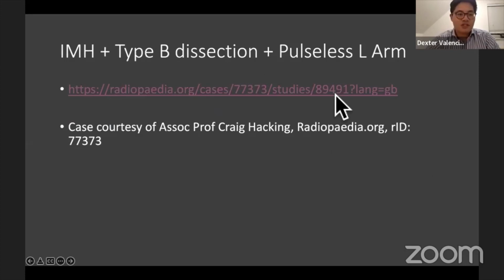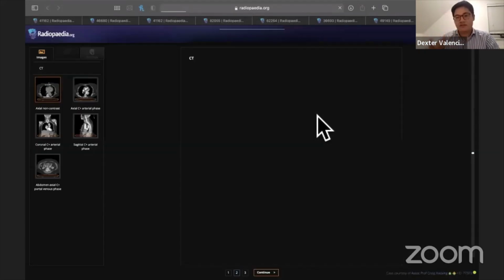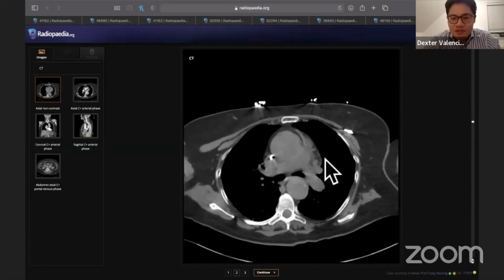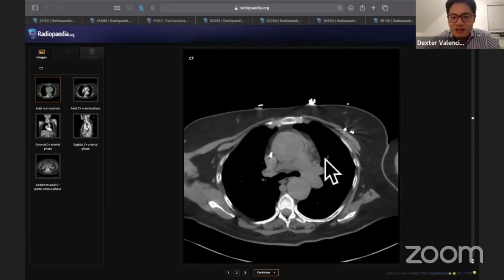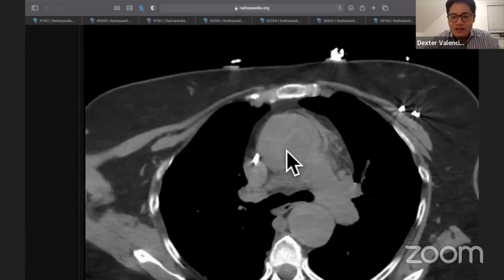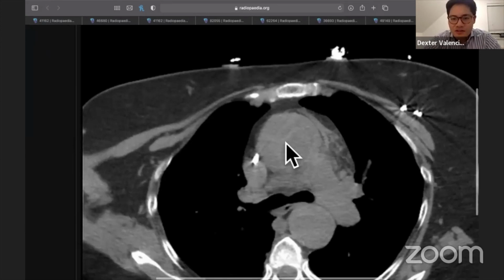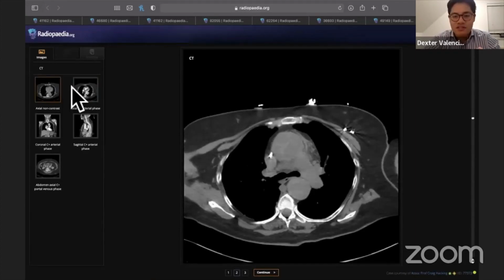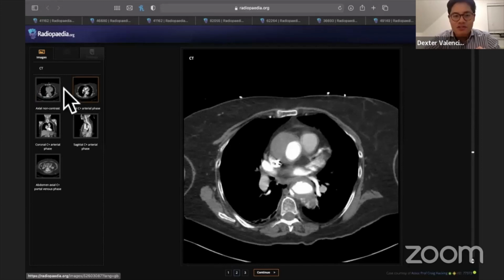So I'll show you this intramural hematoma, type B dissection, and the left subclavian also has lost its pulse. The intramural hematoma on this one is quite difficult to see. If we zoom in here, you can see there's a little bit of a circle here, but it's not as obvious as the previous one. But if we switch to the contrast, you can see that's where the contrast is going. So this is actually intramural hematoma.